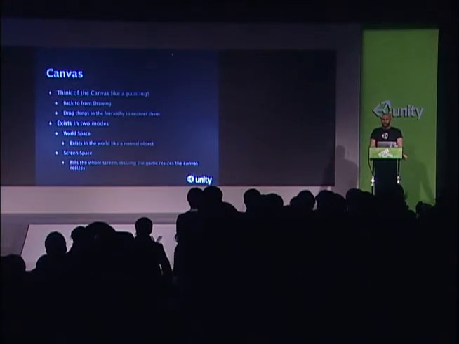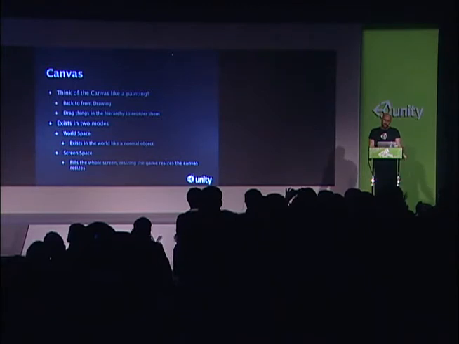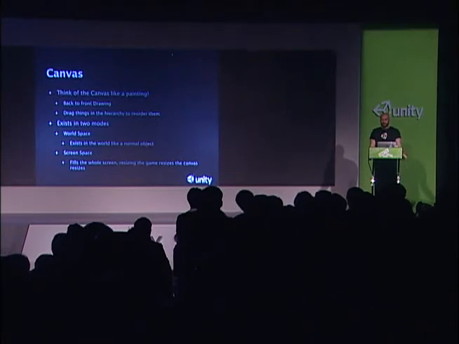So I'm going to start by talking to you about canvases. Now, think of a canvas as a painting. It is the new object we have in the GUI system that you position things on, such as text and pictures, and it renders them from back to front. So if you have a picture and then you have some text, first it will render the picture and then it will render the text. You can specify this manually in the hierarchy by reordering things, by dragging them up and down, and I'll go into that and show it to you later.